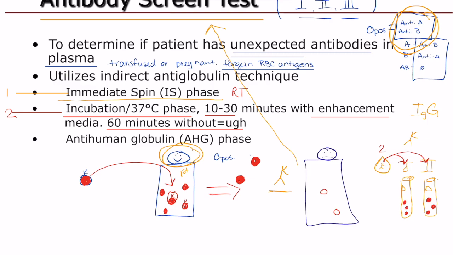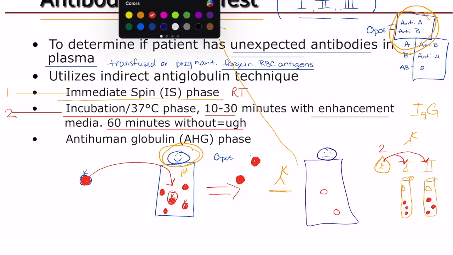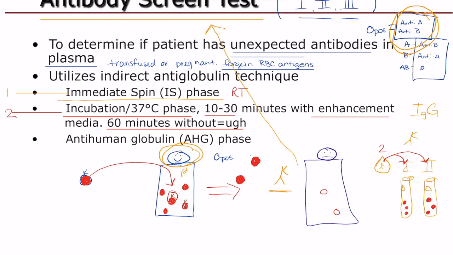So after this incubation phase, we're going to take our tubes and centrifuge them, and read again for any reactions. But remember, this is IgG. If it is in there, it is not able to form that linkage and make that lattice formation so that we can visualize that agglutination in the cells.